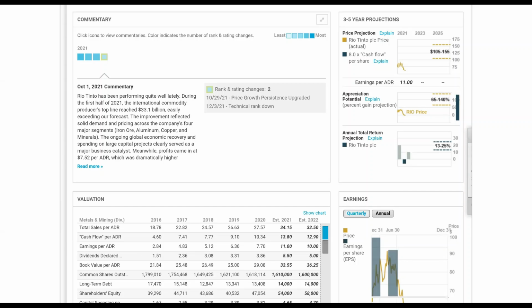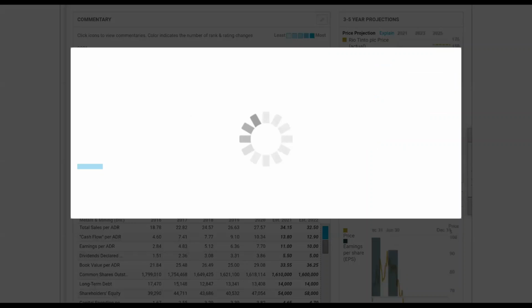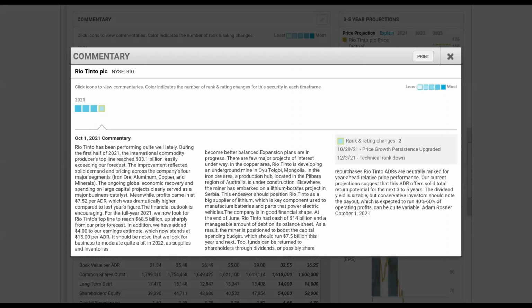So if you annualize the return, they're expecting us to return about a 13 to 25% total, combination of your dividends and appreciation. Then you've got the commentary, which you always want to read, and they're going to talk about what they're doing. And it'll also have in that gray box what's going on.